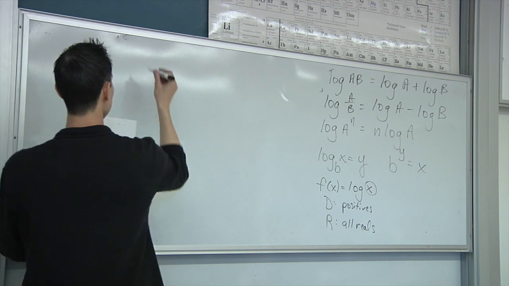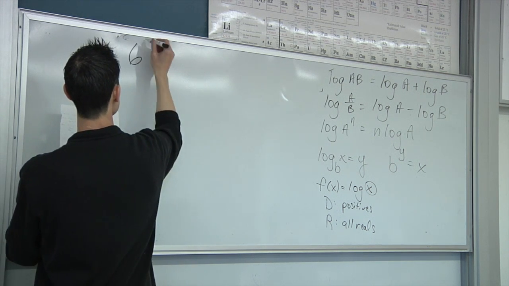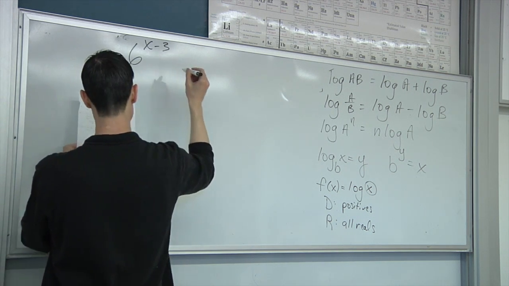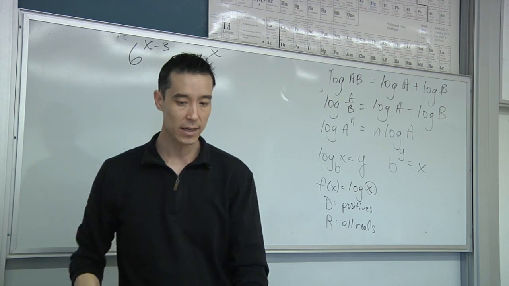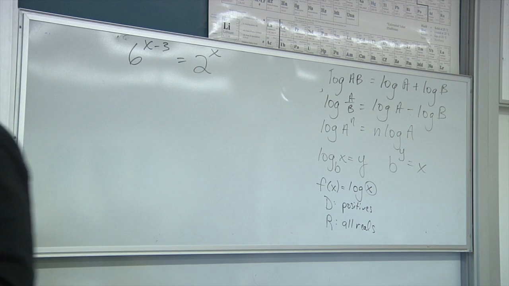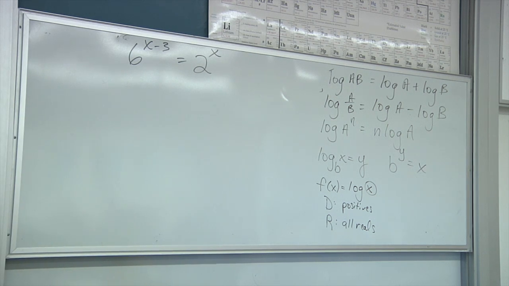Okay, guys. I'm going to give you a few minutes to see how far you can get on this one. 6 raised to the x minus 3 equals 2 to the x. Solve that and then check it. 6 to the x minus 3 equals 2 to the x. Solve it and then we'll check it.